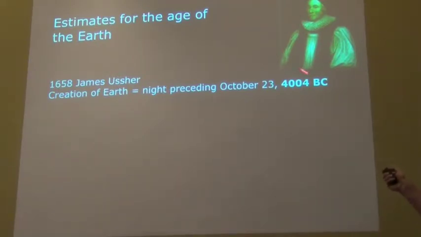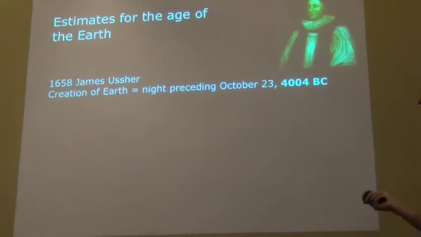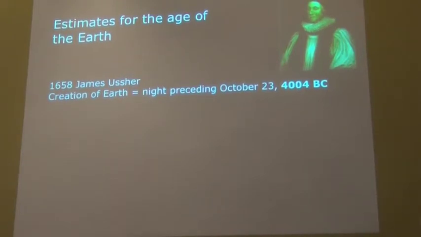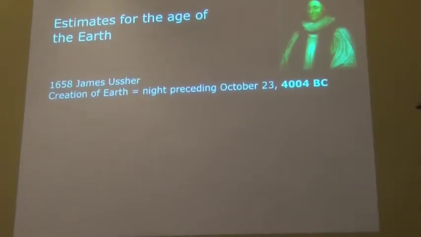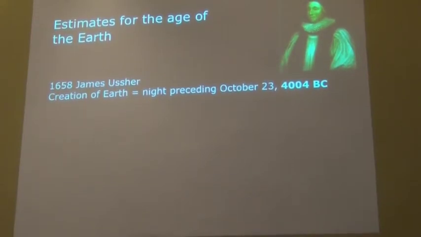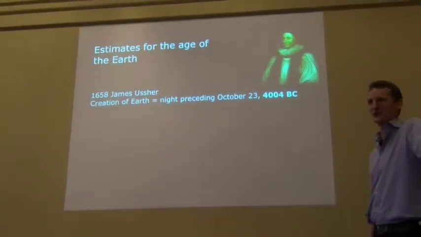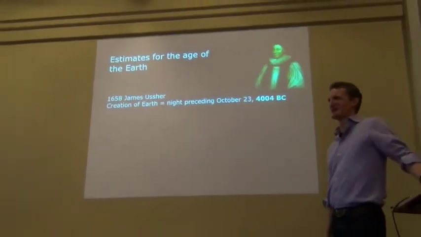And this man, James Ussher, was an archbishop, and in 1658 he calculated the age of the creation of the Earth, and he calculated it as the night before October the 23rd in 4004 BC. He did it really accurately. Quite how he could say it was October the 23rd, I don't know. But that's what he did.